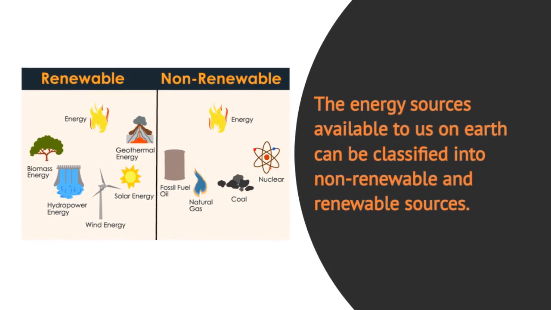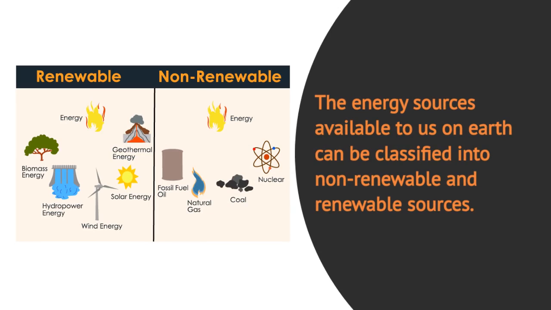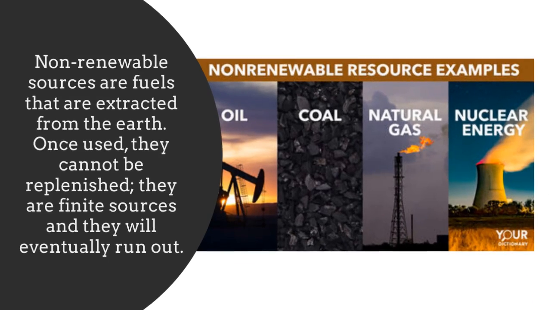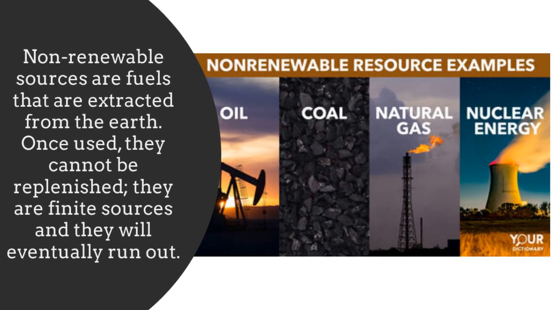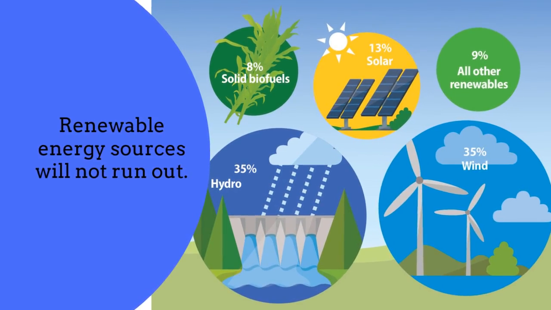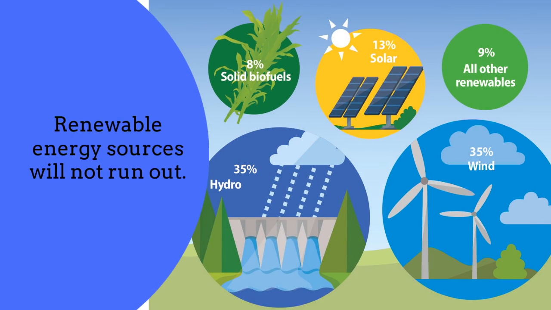The energy sources available to us on Earth can be classified into non-renewable and renewable sources. Non-renewable sources are fuels that are extracted from the Earth. Once used, they cannot be replenished. They are finite sources that will eventually run out. Renewable energy sources will not run out, such as biofuels, solar, hydro, wind, and a range of others.